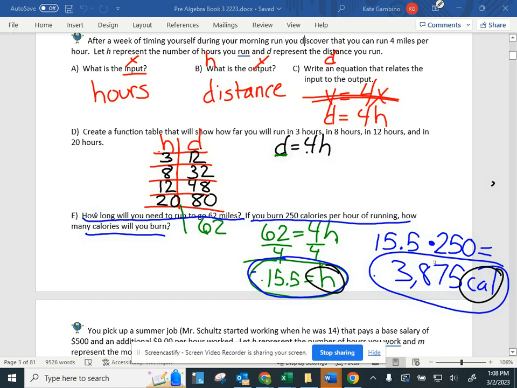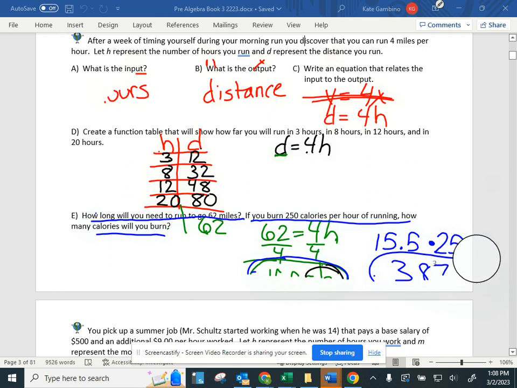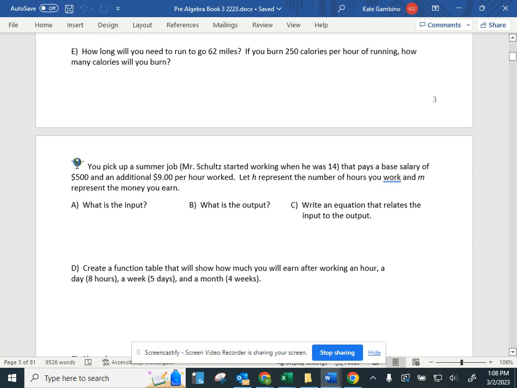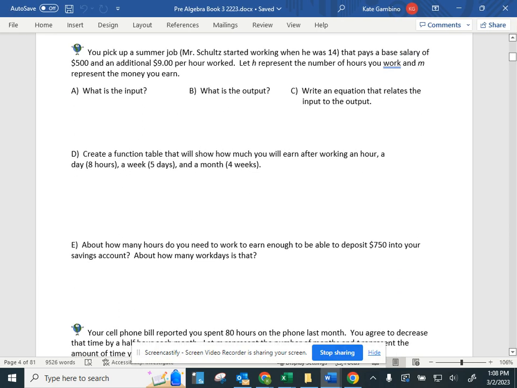So let's look at our second page. We have 3 pages today. We've done the first. Let's do the first one on the second page here.